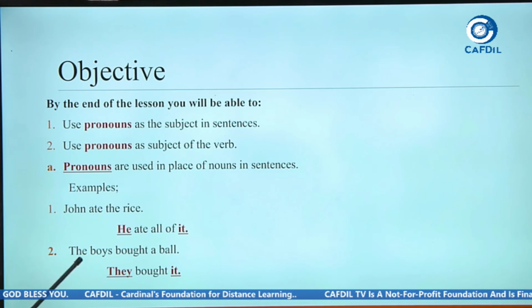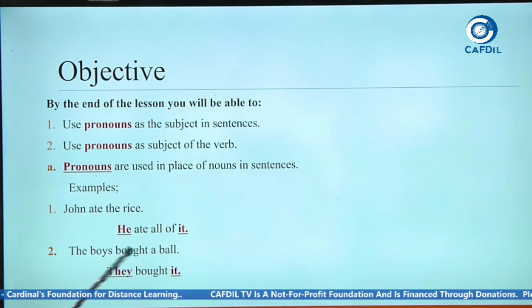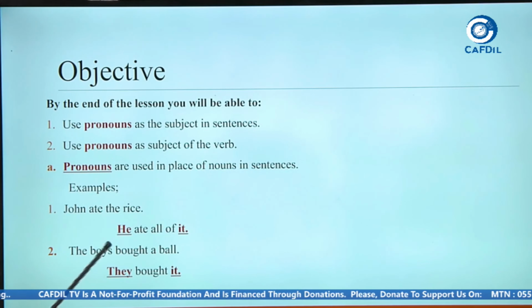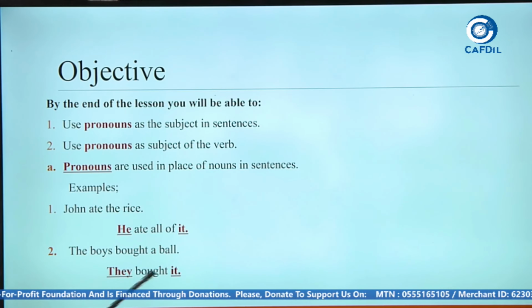Sentence 2. The boys bought a ball. How can we change it to pronoun? The boys are a noun. So we change it to they bought it. They bought it. The ball, in pronoun, will be it. And the boys will be they as a pronoun.